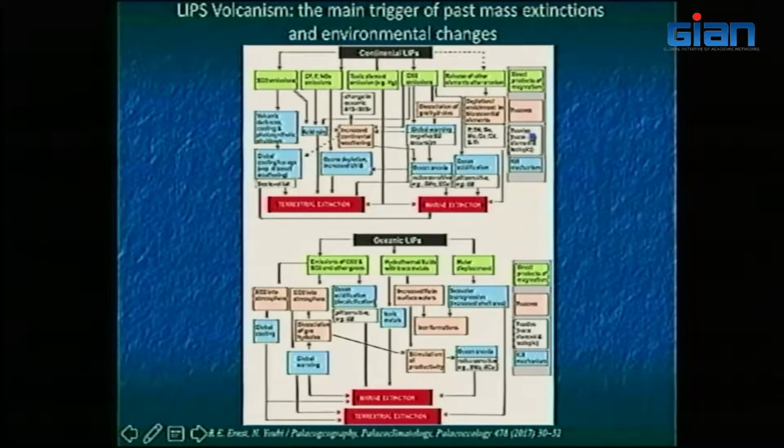And after, he puts the proxies that you can use, oxygen, there are several proxies, and the kill mechanisms. And here you have all the kill mechanisms: volcanic darkness, cooling, photosynthetic shutdown for a while, global cooling, global warming, ozone depletion, acid rain, ocean anoxia, ocean acidification, all of these are kill mechanisms, okay? And they are different if you have a continental LIP than an oceanic LIP. And remember that continental LIPs have been a lot more lethal for the biosphere than the marine ones, which were less lethal for the biosphere.